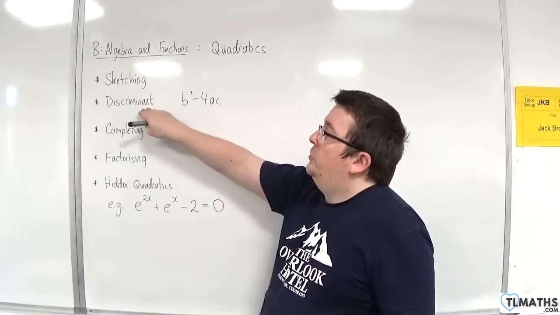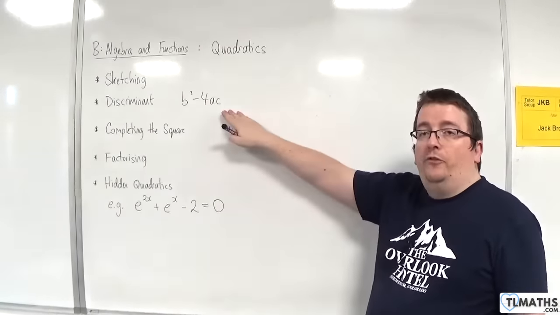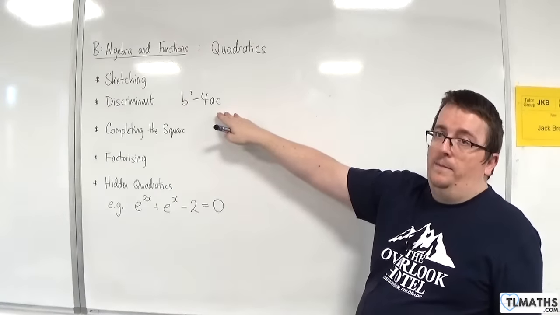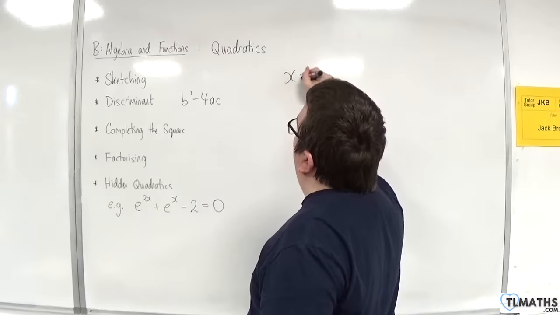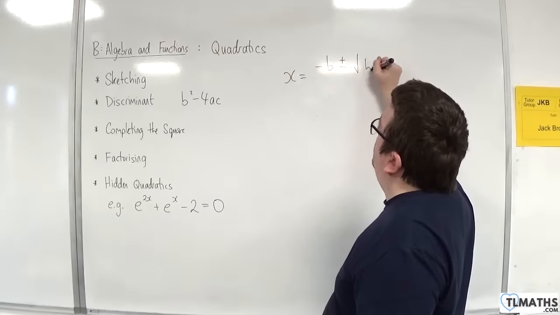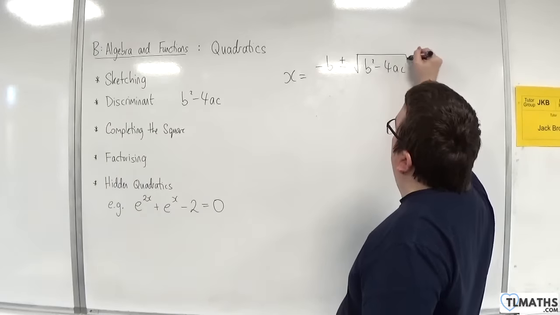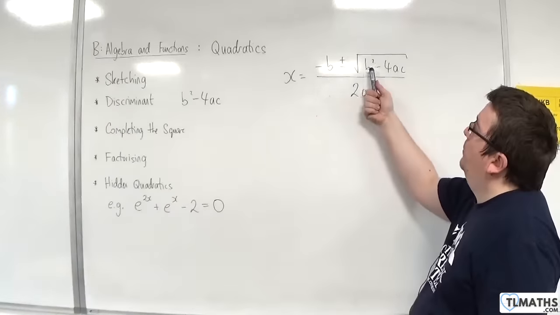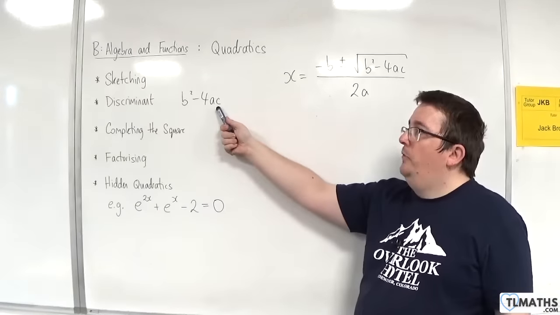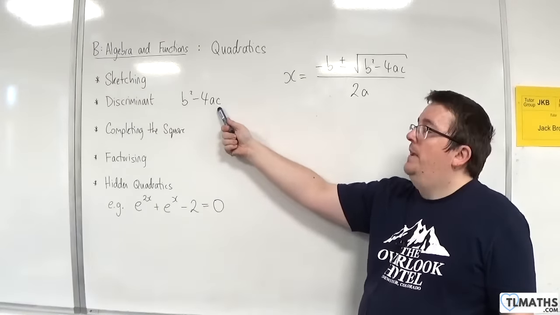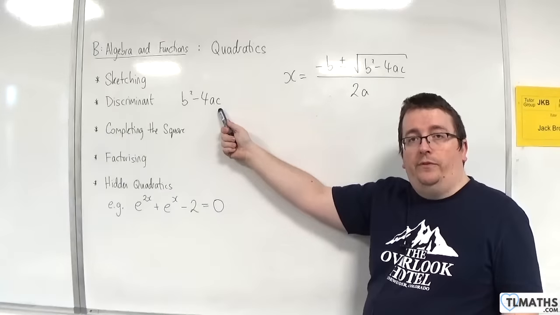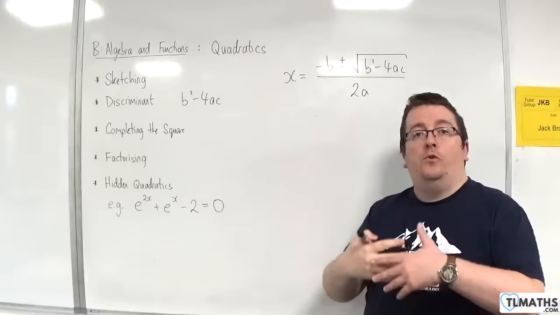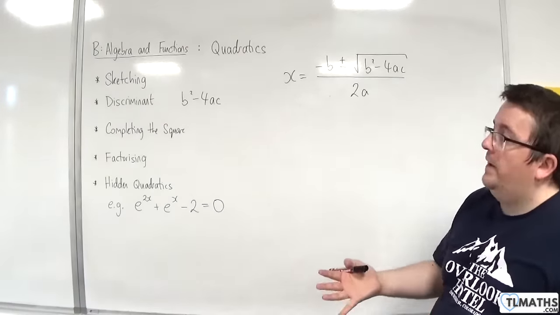Now, the discriminant is b squared minus 4ac as part of the quadratic formula, which isn't given to you in the formula booklet. So the quadratic formula, x is equal to minus b plus or minus the square root of b squared minus 4ac all over 2a. Now, the b squared minus 4ac part within the square root, if that is positive, then you have two distinct real roots. If it is equal to zero, then you've got repeated roots. And if it's less than zero, you've got no real roots. Okay? And that then leads to algebraic problems later on down the line and links in with inequalities.